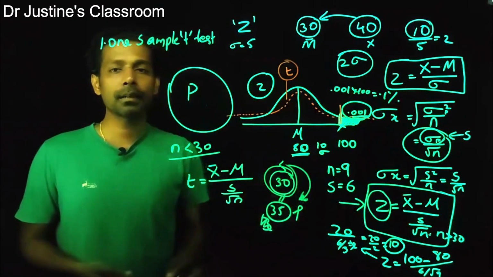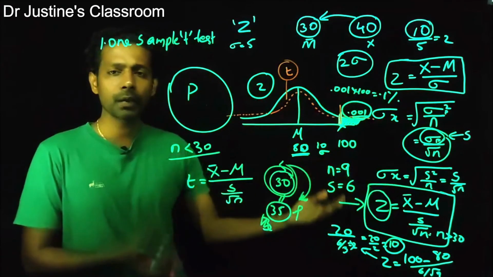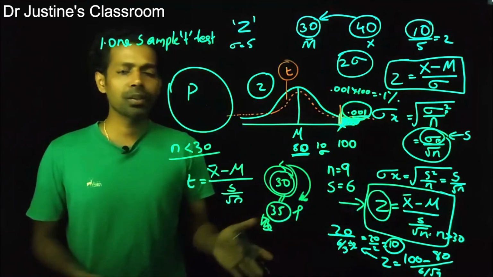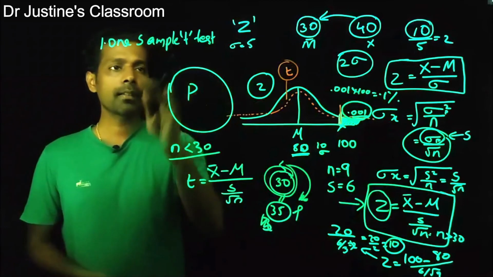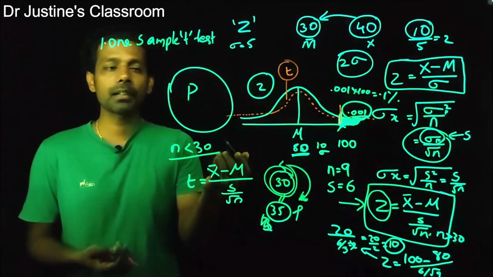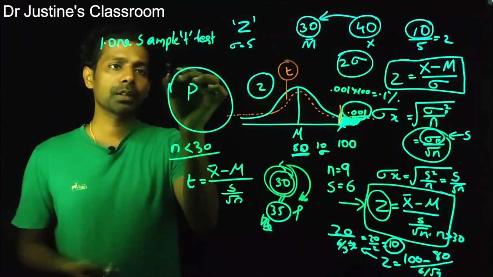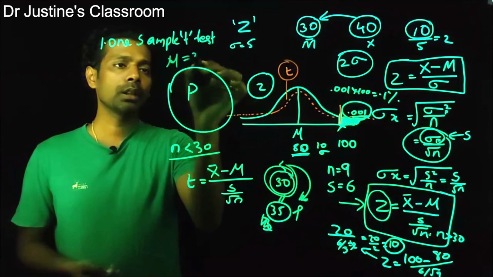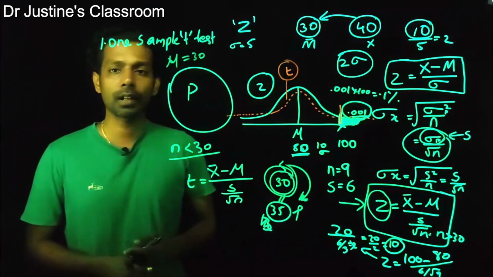Now this is a one sample t-test. That means you have one sample and you have a value to compare. That value, theoretically, we call the population mean. So that's a conceptual understanding. So it's a one sample t-test. How do you write the hypothesis for that? Let us say mu is equal to 30 or not equal to 30, like that. You can write the null hypothesis and alternative hypothesis.